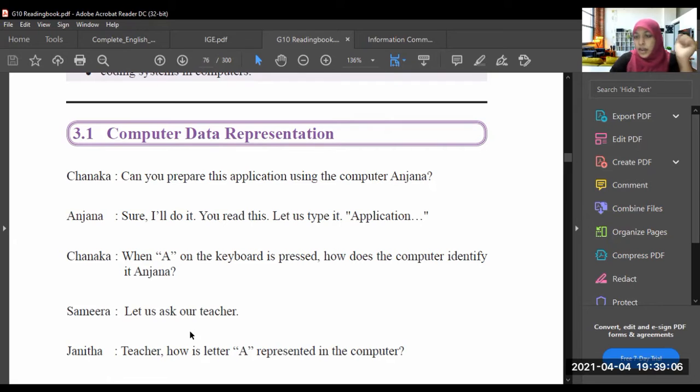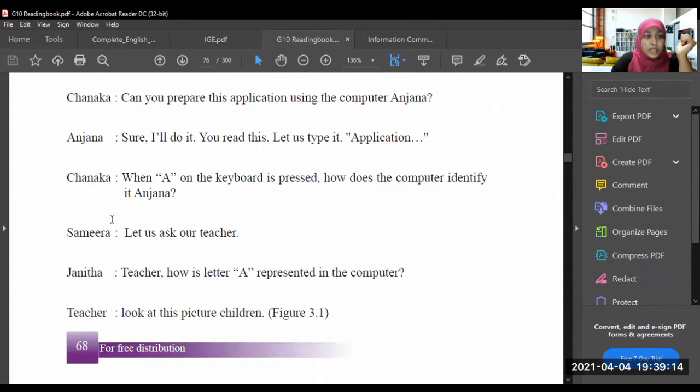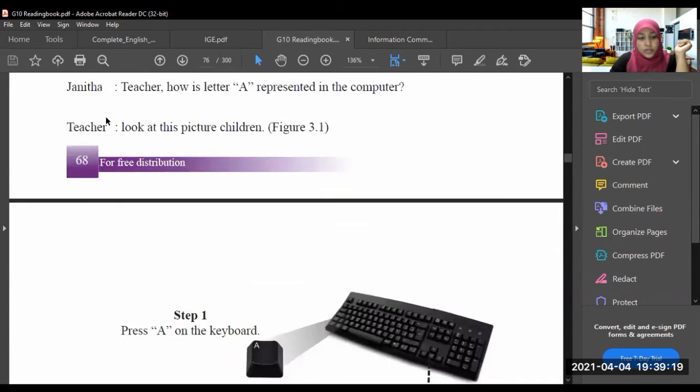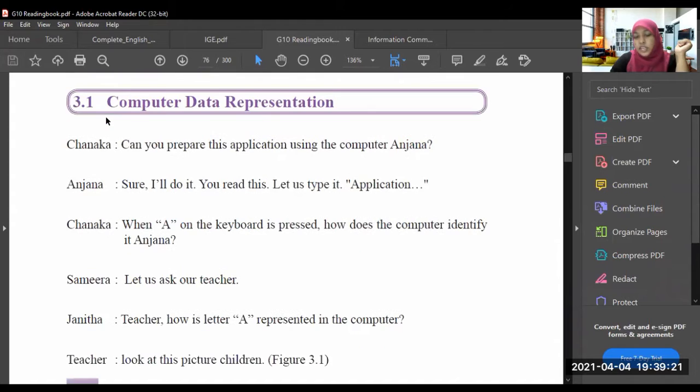So here there is a dialogue going on between Chanaka and Anjana. Not only Chanaka and Anjana, there are several people here: Chanaka, Anjana, Samira, Janita, and the teacher. So they are having a conversation about the computer data representation. Here, first of all, they have explained how the data are represented when we enter them into the computer. So Chanaka is asking Anjana, can you prepare this application using the computer, Anjana?